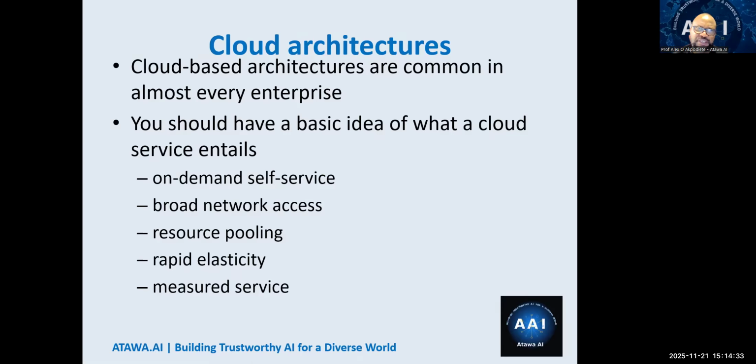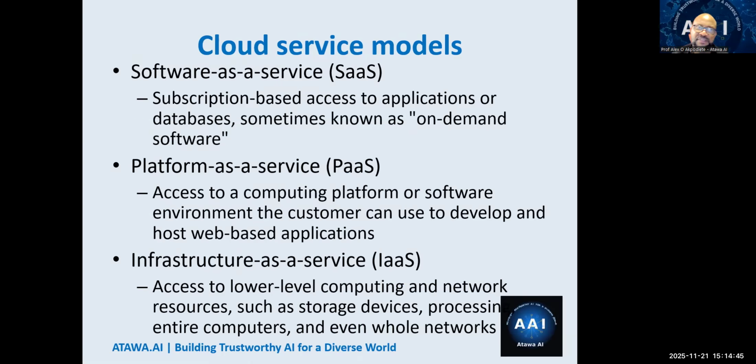So in terms of cloud architecture, the basic idea is that you have on-demand services, broad network access, resource pooling, rapid elasticity, go up and down, and measured or metered services, some people say. But the main three service models that you should be aware of are SaaS, PaaS, and IaaS.